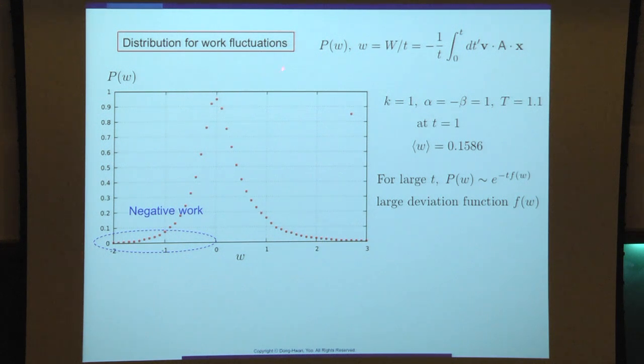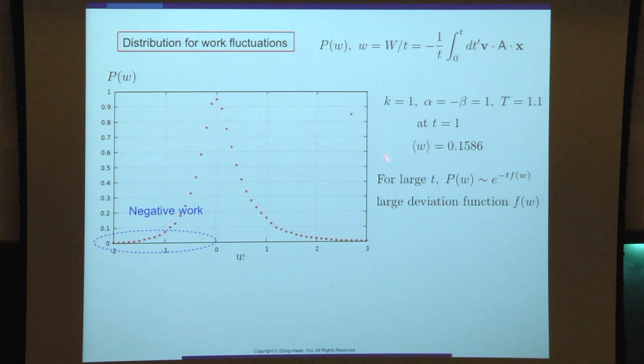The distribution for the work produced at time equal to 1. Of course, this is a dimensionless time in the system. So the average value of work production is not clear here, but it's 0.15 something. And for large T, we know that the work distribution goes to this form, f of w. We call this the large deviation function.